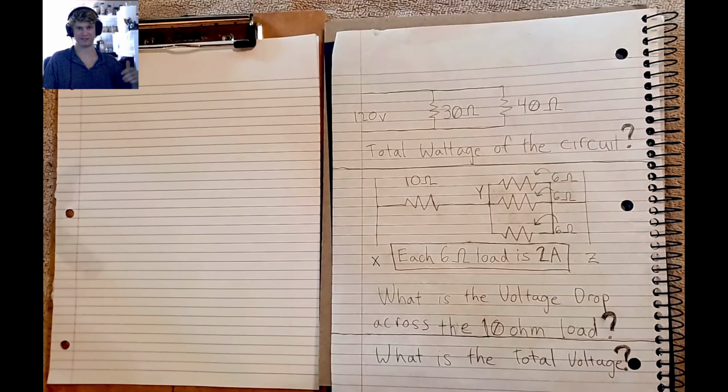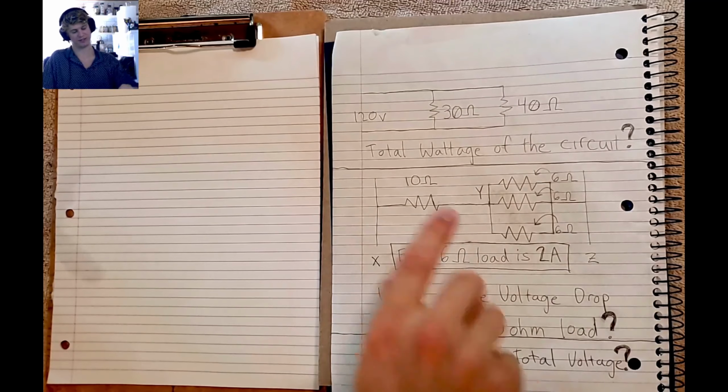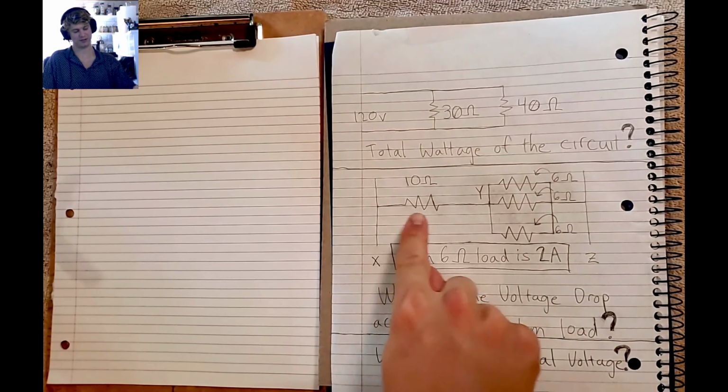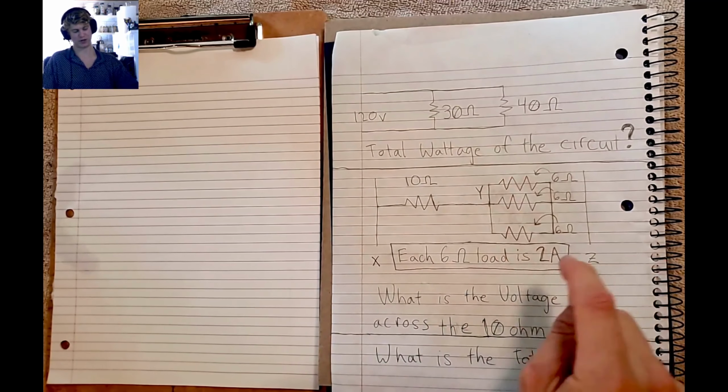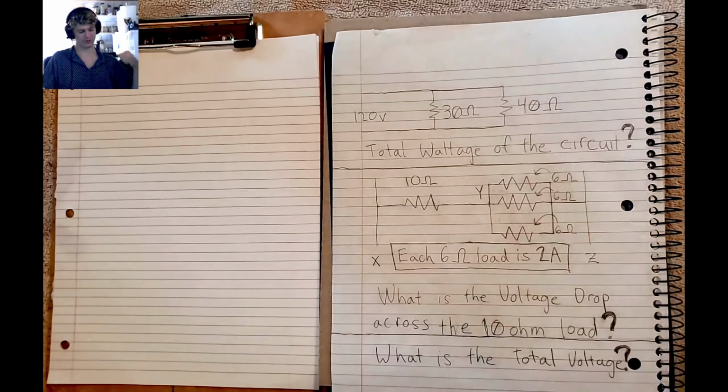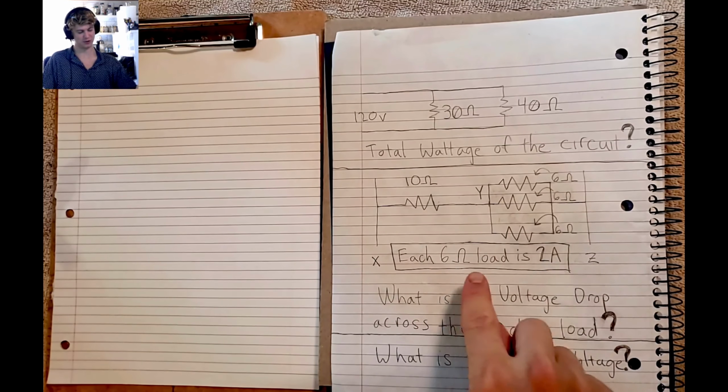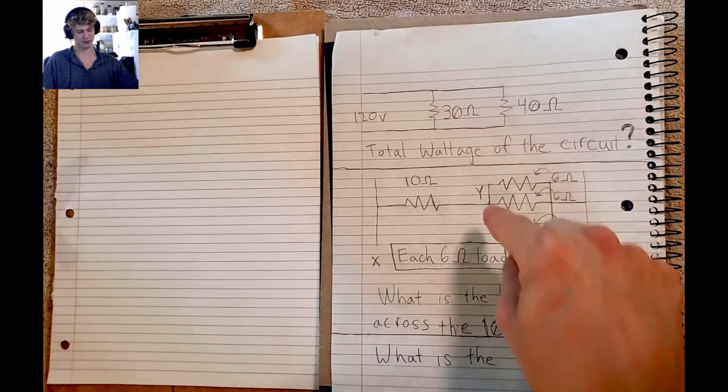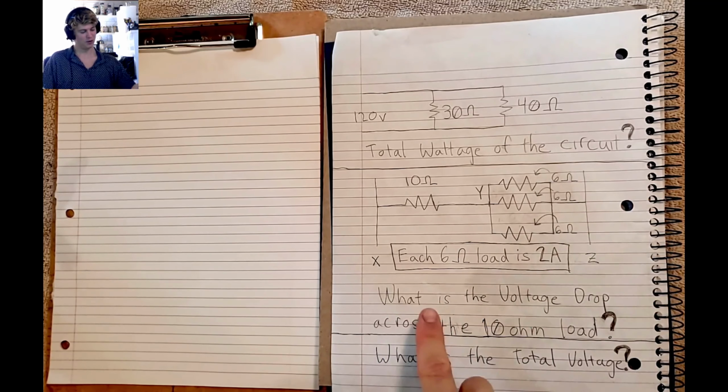Okay, moving on to the next one, we see a mixed circuit now where we see a resistor wired in series, and then we again see 3 wired in parallel. We might see the same numbers, but we're not asking for the same thing. Okay, so again, each of the 6 ohm loads has 2 amps. And the question is, what is the voltage drop across the 10 ohm load? So that's a funny thing.